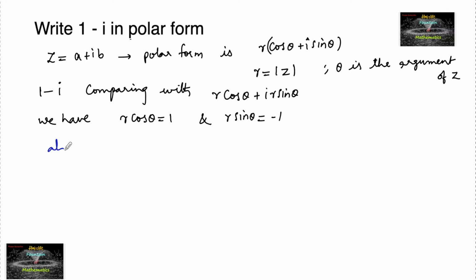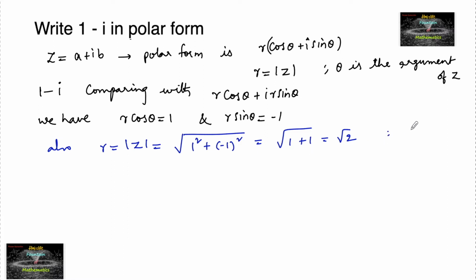Also r is equal to mod z, which is equal to under root of 1 square plus minus 1 whole square, which is equal to 1 plus 1, this is root 2. So plus or minus root 2, but r is the length, modulus means it's positive. Since r is positive, we consider r is equal to root 2. And therefore r cos theta is equal to 1, that is root 2 cos theta is equal to 1, and root 2 sin theta is equal to minus 1.